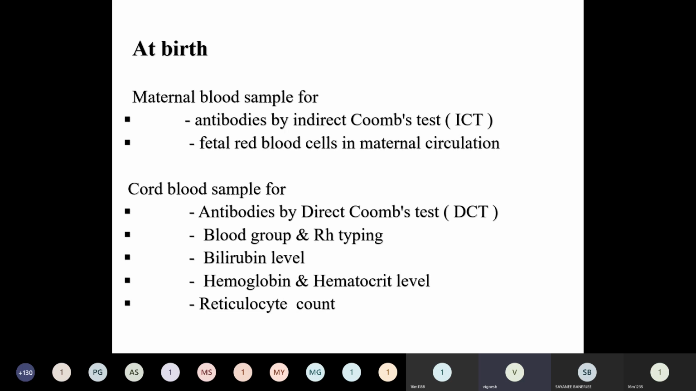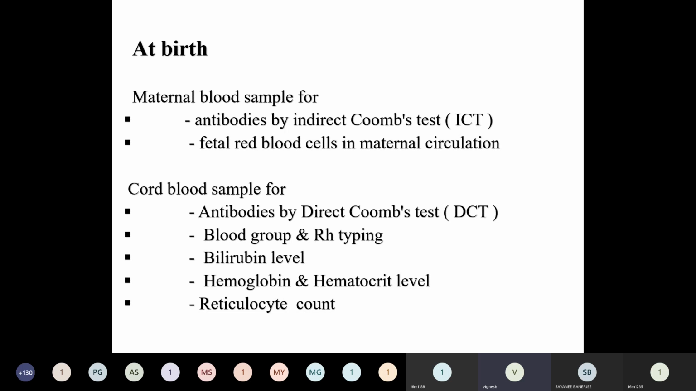So at birth, what do you do? As I already told you, early cord clamping, collect the cord blood and do the test in the mother as well as the fetus. The cord blood sample, you have to do the direct Coombs test, blood grouping, Rh typing, check the bilirubin level, the hemoglobin, hematocrit, and if needed, you can also do a reticulocyte count.